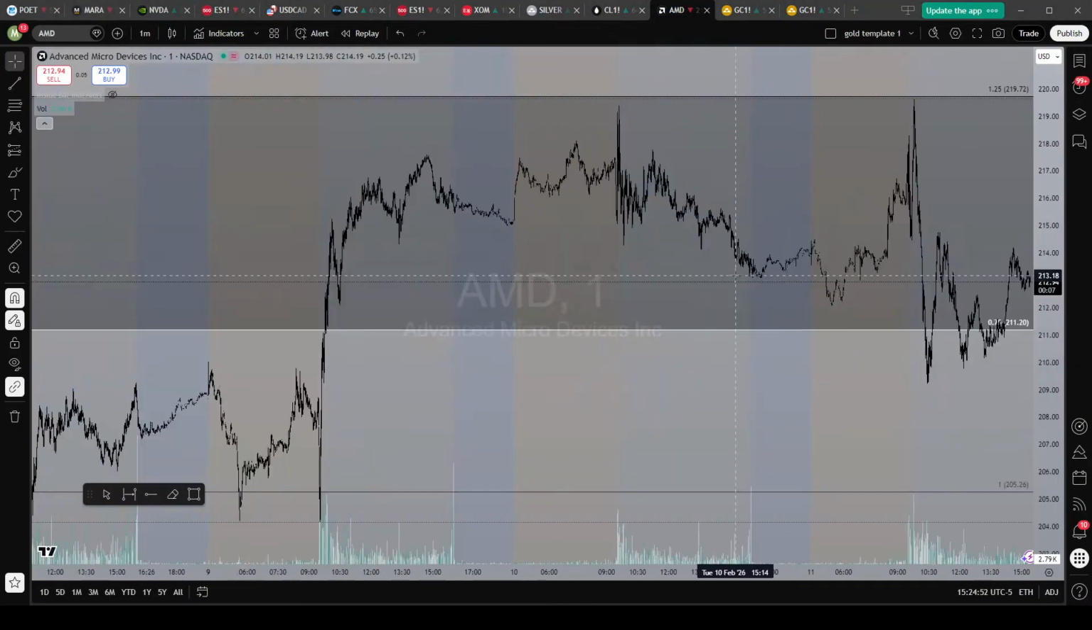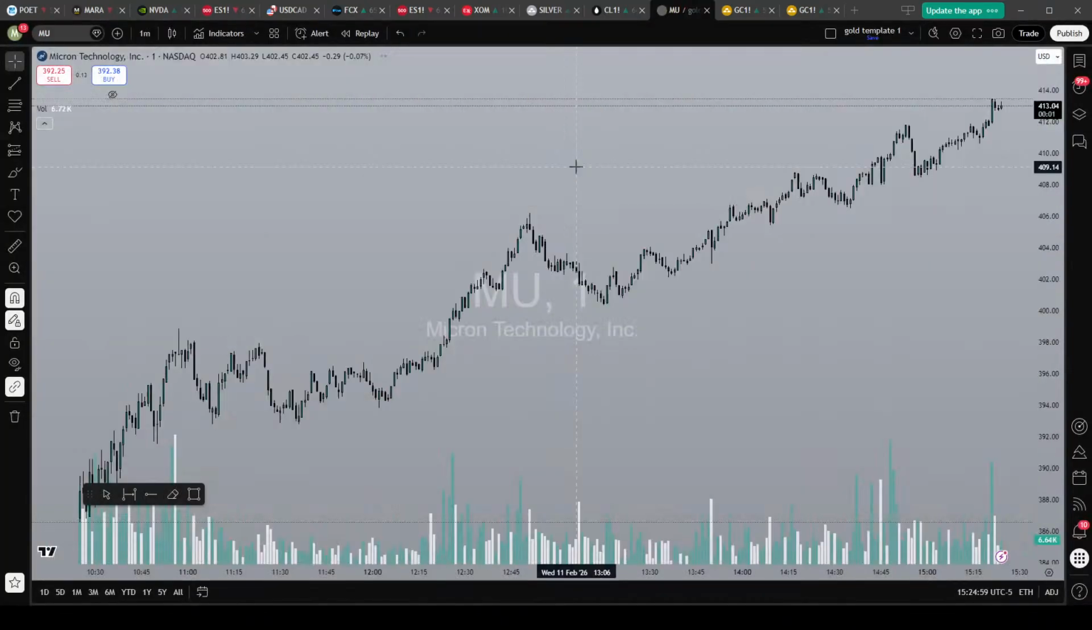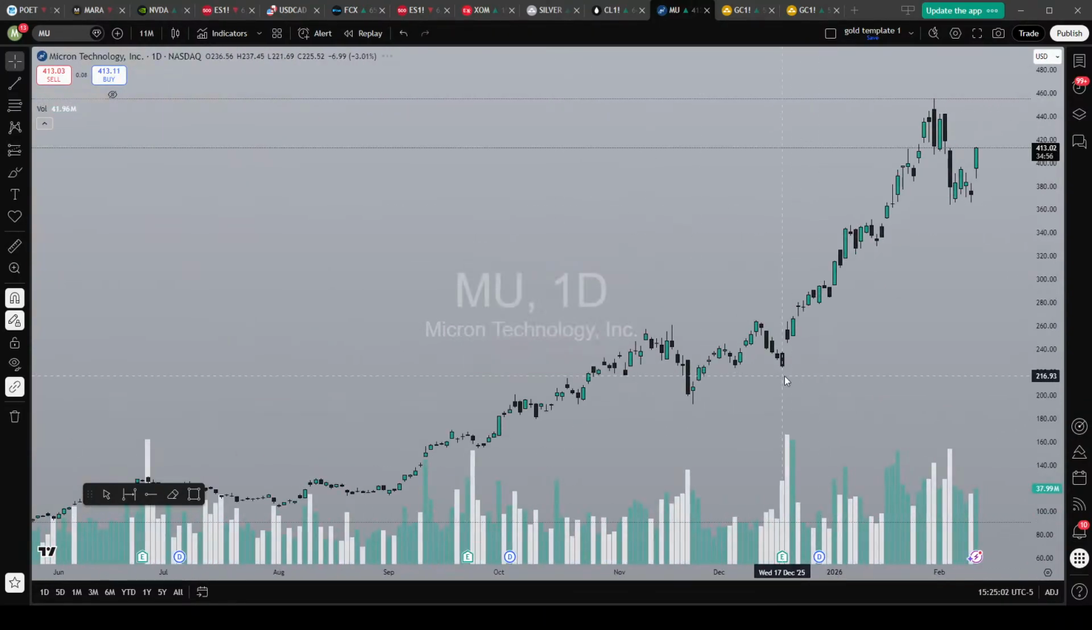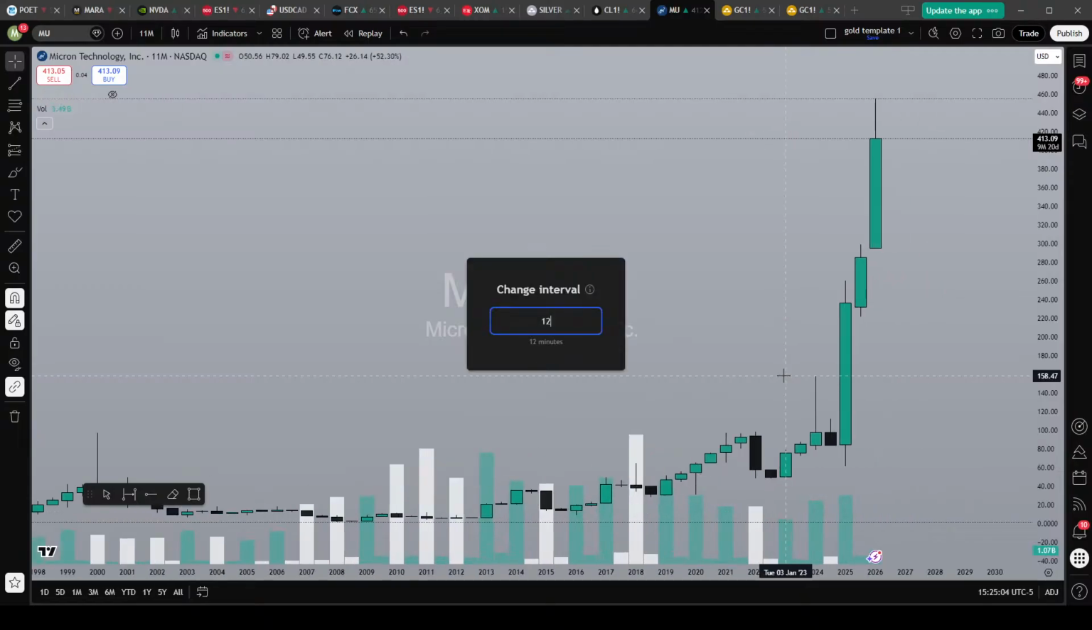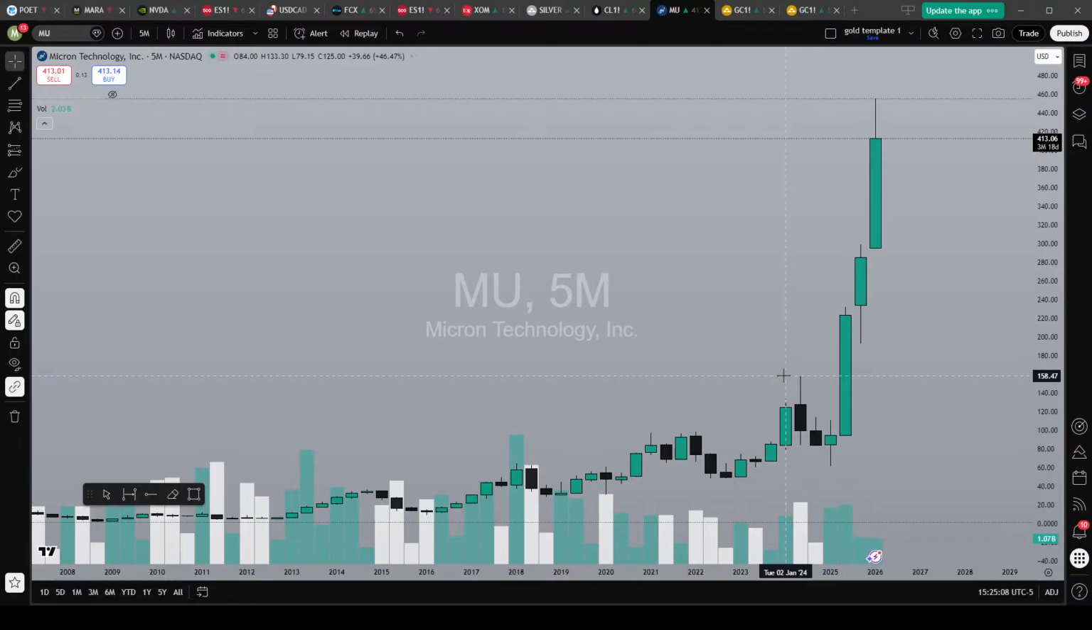Okay, we can look at ES here in a second. Semis did have some relative strength today. I don't know if you guys were watching some of these, but a lot of them have had some really good odds of continuation.